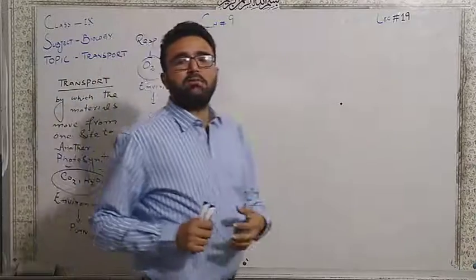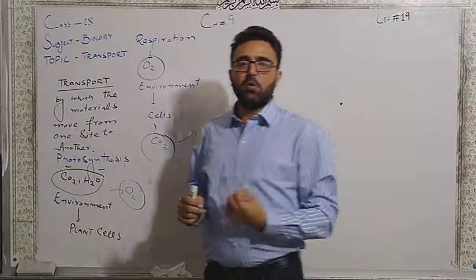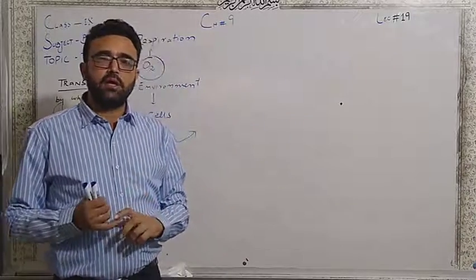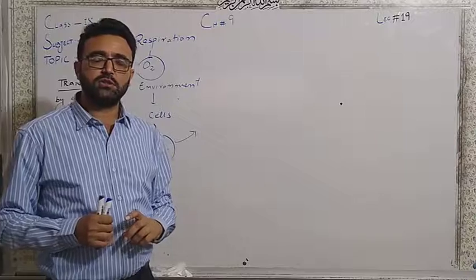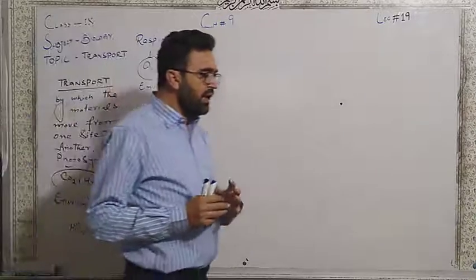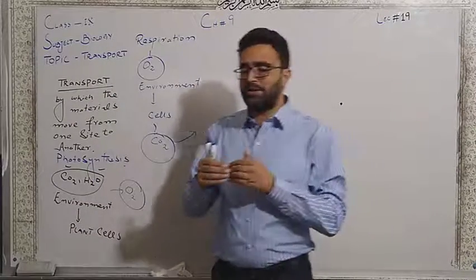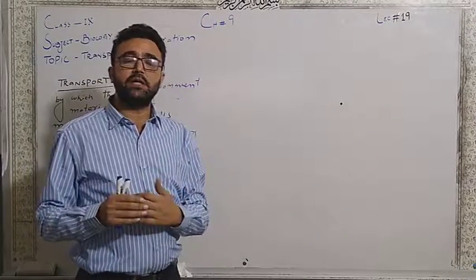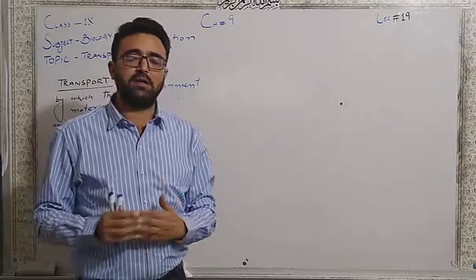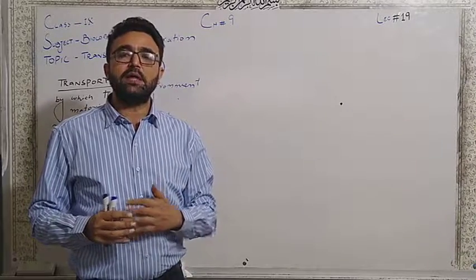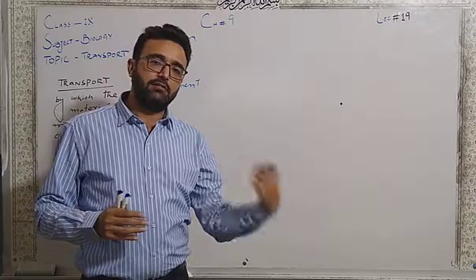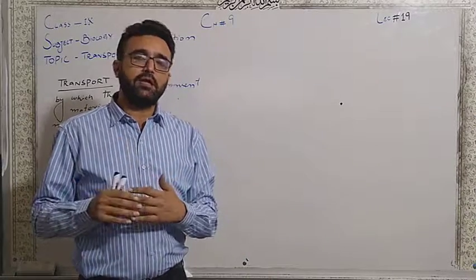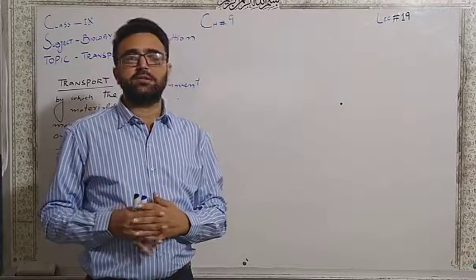There are many mechanisms of transport. In chapter 4, you studied some transportation mechanisms like diffusion, osmosis, active transport. But these transports were at the cellular level. Now, in this chapter, we will study transport at the organism level, and we will study how materials come from the environment into the plants and animals, and how they are then transported to the cells.